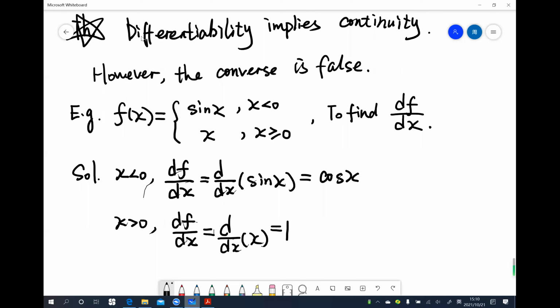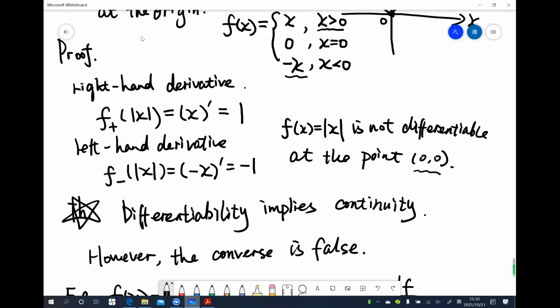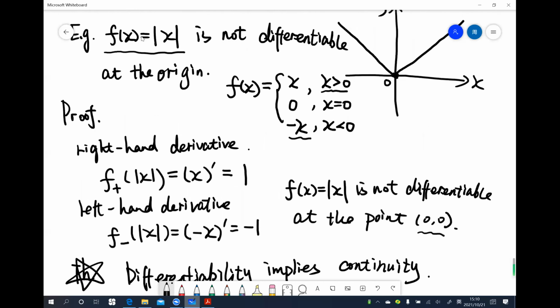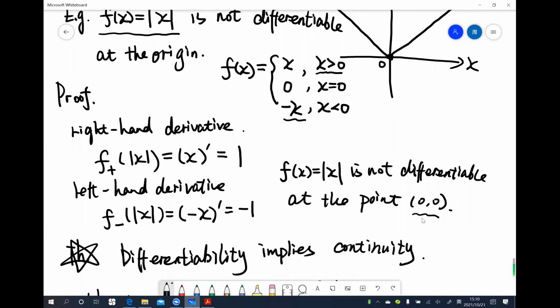And now, how to calculate the derivative at the point x equals 0. So now, guys, we're back to this example. Here, most of you make a common mistake. Here, we know f(x) is not differentiable at this point. Actually, we get this result from the definition.